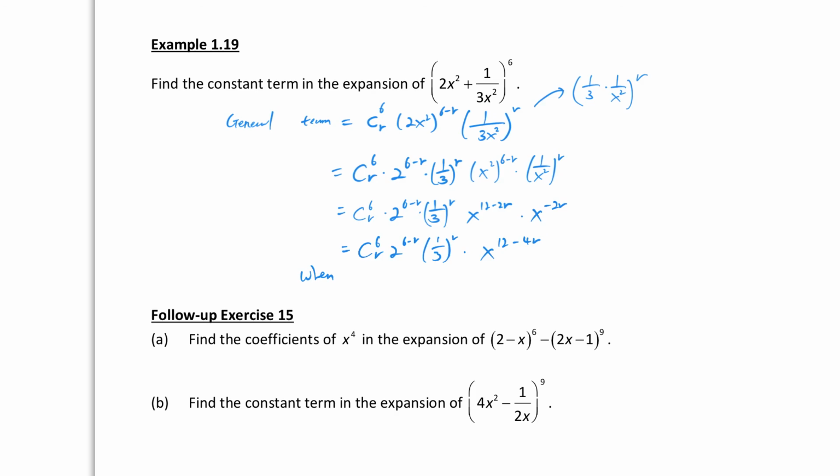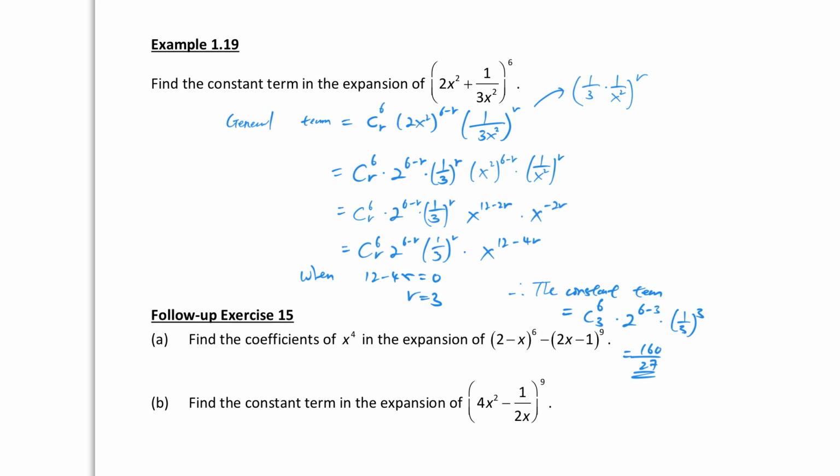Because I want to find the constant term, when 12 minus 4r is equal to 0, r is equal to 3. So the constant term is equal to 6C3 times 2^(6-3) times (1/3)^3. The answer is equal to 160 over 27. That means I can find the constant term without expansion.